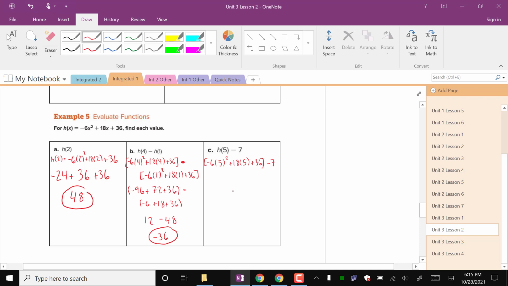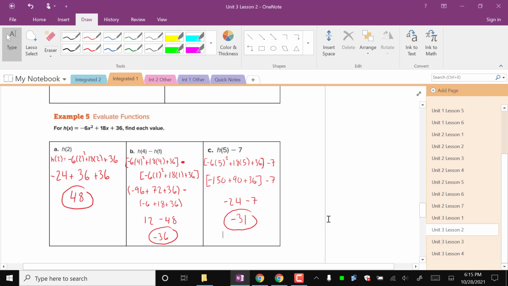All right, so let's check your work and see how you did. You should have gotten 5 times 5, which is 25. 25 times negative 6 is negative 150. 18 times 5 is 90 plus 36 minus 7. Negative 150 plus 90 plus 36 is negative 24, minus 7 is negative 31. So you should have gotten negative 31 for that function right there.